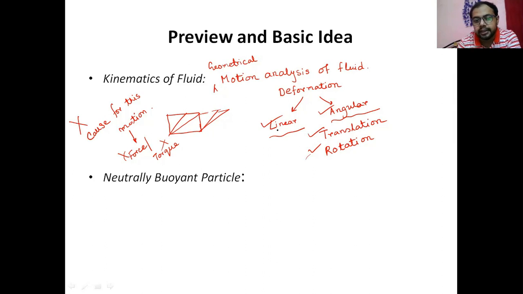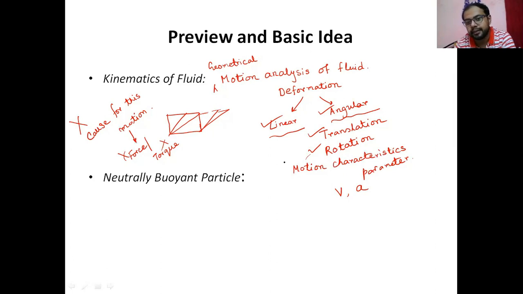And in the case of motion characteristics, how do we characterize the motion? Whether the element has a displacement, or a rate of displacement, which is known as velocity, or a rate of change of velocity, which is known as acceleration. This analysis we have to do. So the motion characteristic parameters, like velocity, acceleration, and displacement, are the things we have to discuss in this topic.